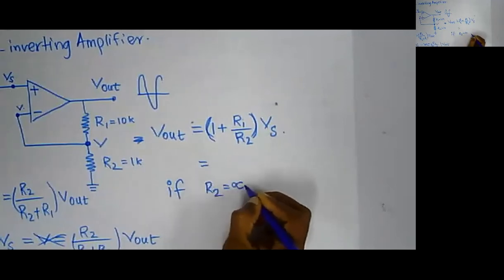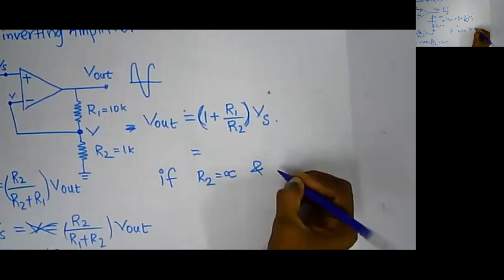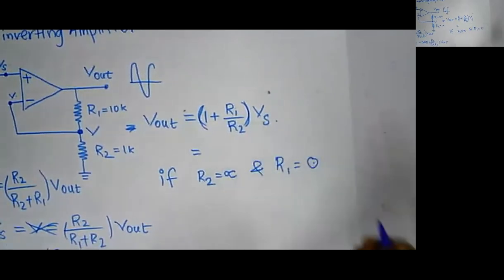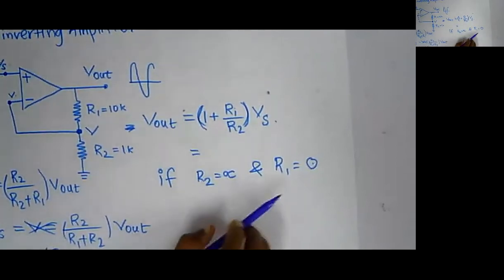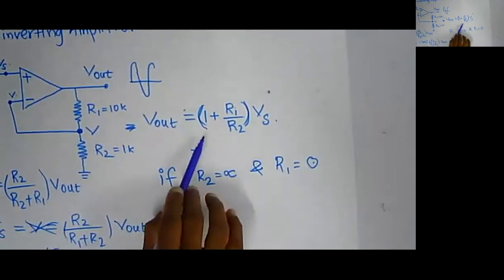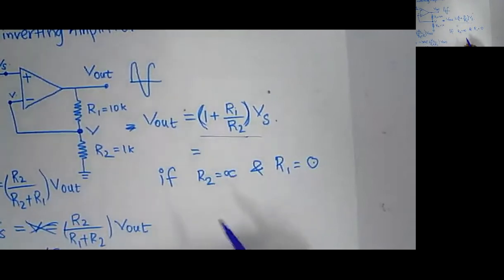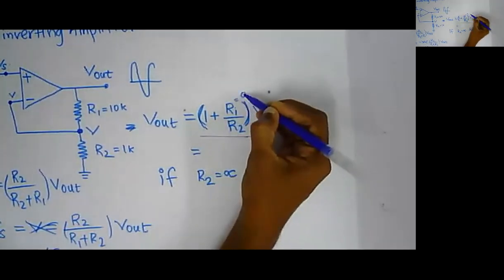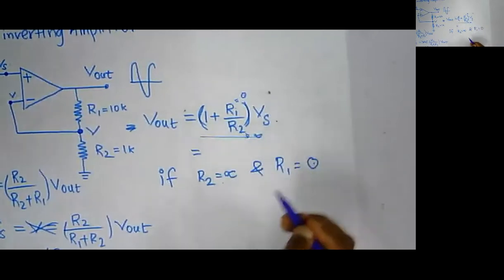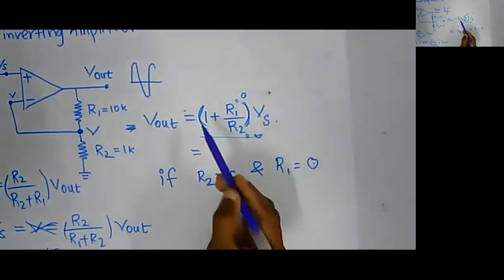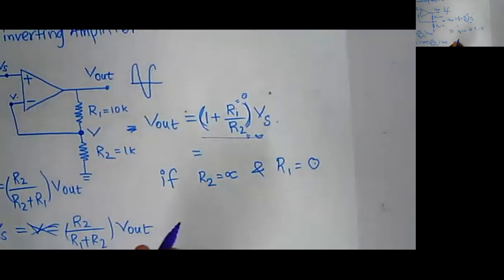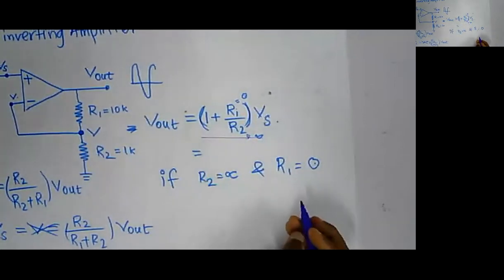Now if R2 becomes infinity and R1 becomes 0, what will happen to this equation? R1 equals 0 and this becomes infinity. What is 0 by infinity? It will be again 0, right? So 1 plus 0 becomes 1.